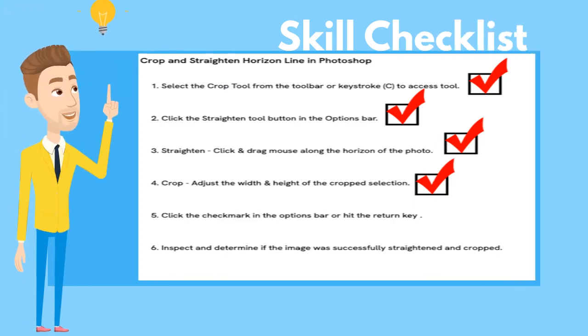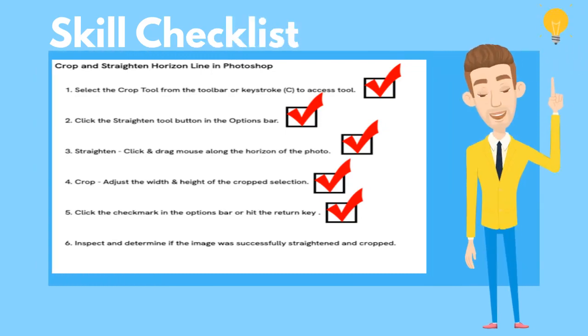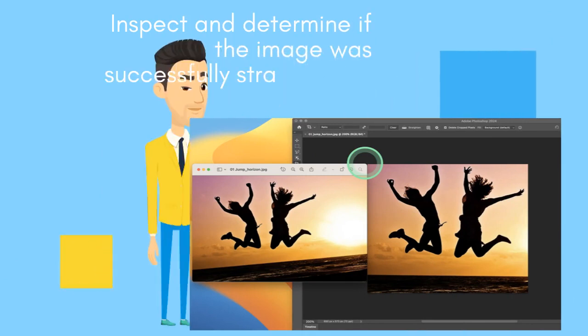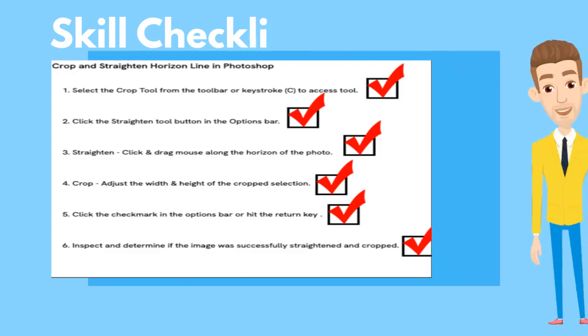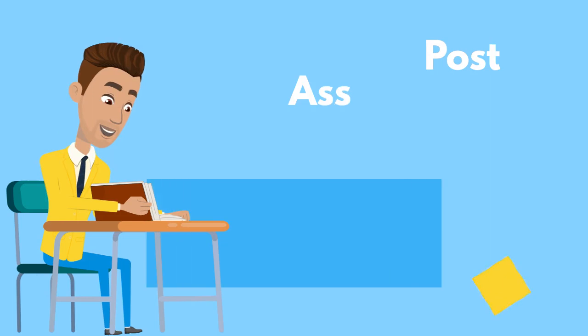Skill checklist. Click the check mark in the options bar or hit the return key. Skill checklist. Inspect and determine if the image was successfully straightened and cropped. Skill checklist. Post assessment.